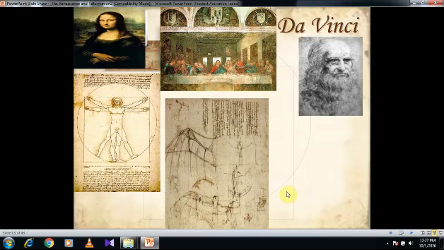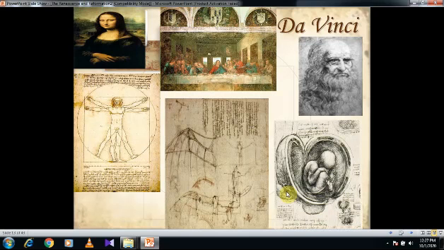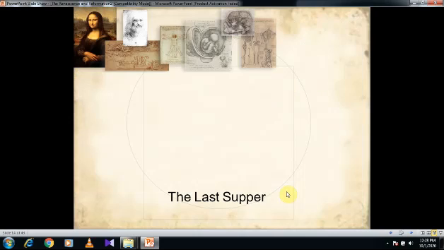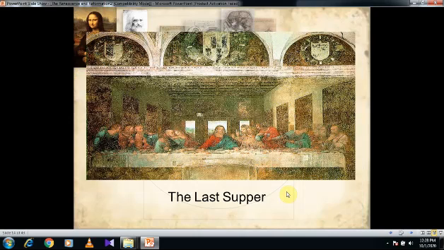This is Da Vinci trying to understand how birds fly. How do they use their wings? Because he wanted to fly. He believed that man would one day fly. And this is him after dissecting many bodies, discovering the uterus and the womb where the baby or the fetus lives. This is again a detailed picture of the Last Supper, and it's very big with a lot of details.